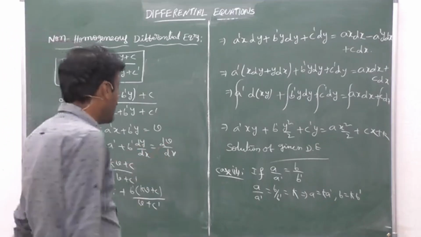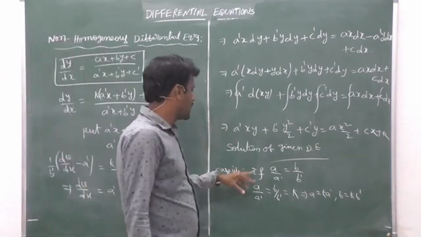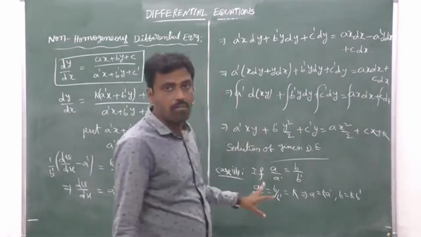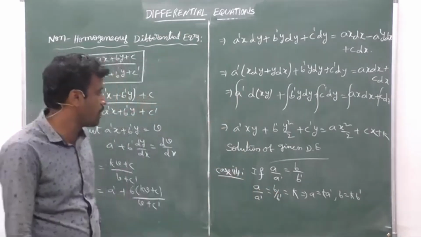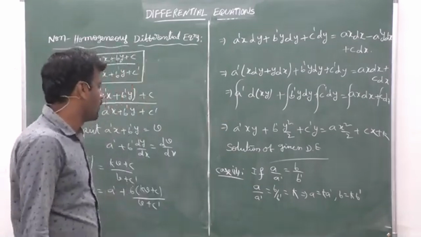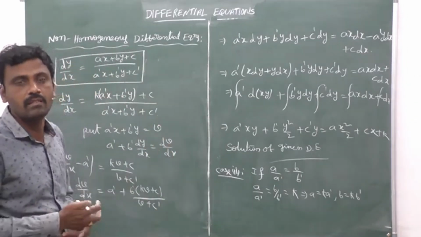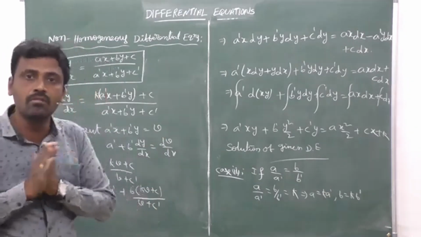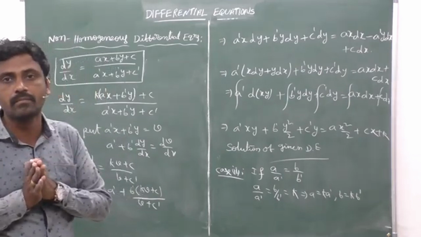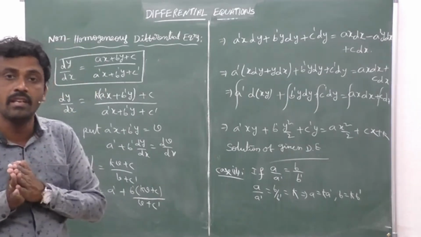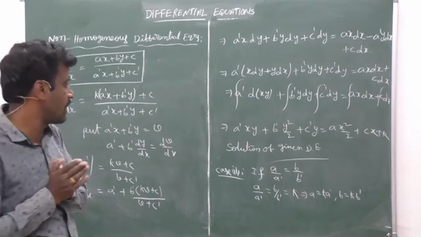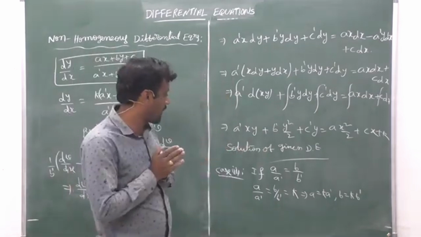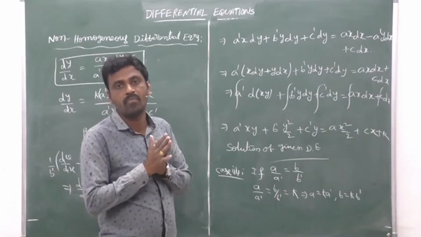That is the second case. Of course, if first case and second case are both satisfied, that means b equal to minus a dash and a by a dash equal to b by b dash, then we most preferably use case 1, because case 1 is easy, grouping terms and integrating on both sides. Therefore, if both case 1 and case 2 are satisfied, we most preferably use case 1, rather than case 2.